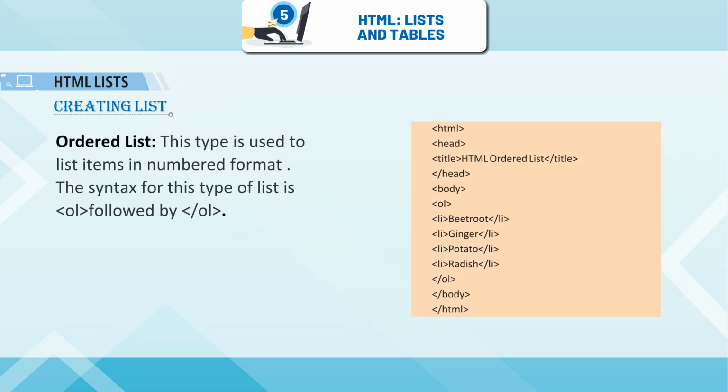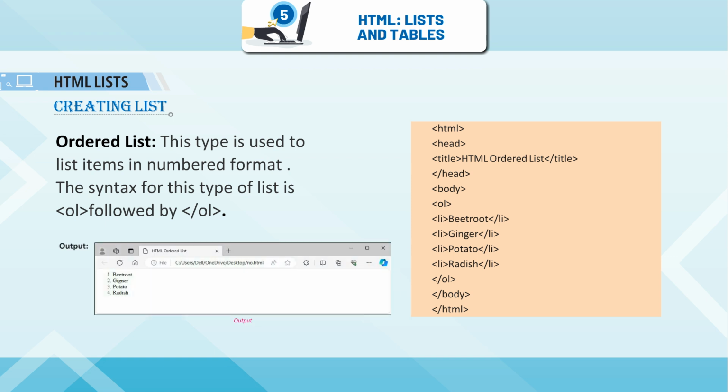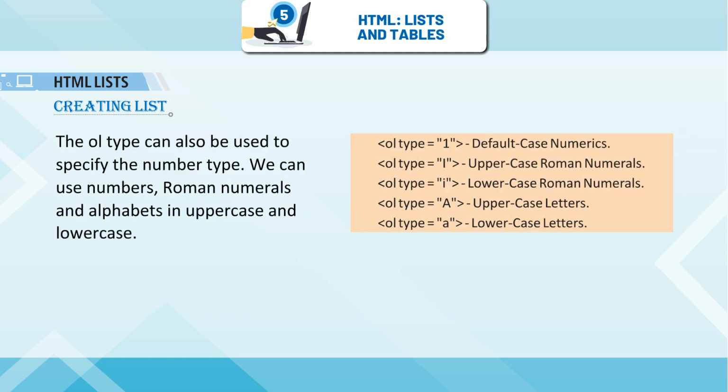Ordered list. This type is used to list items in numbered format. The syntax for this type of list is OL followed by /OL. Output. The OL type can also be used to specify the number type.